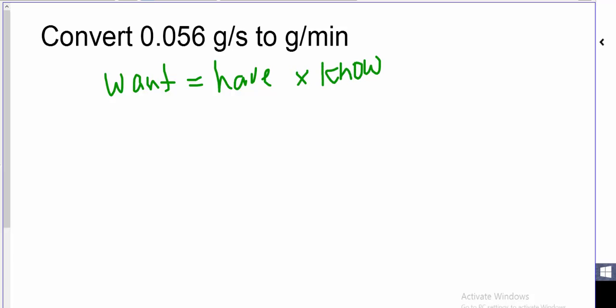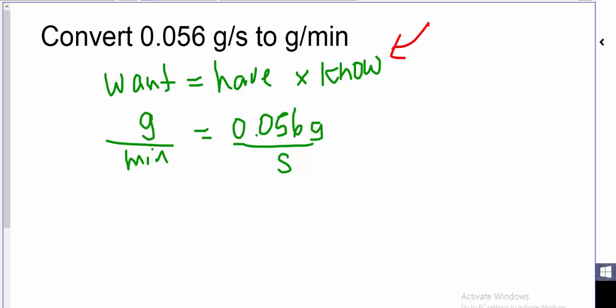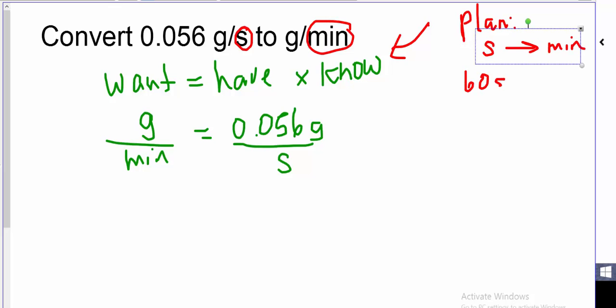Okay, so my first step here is I set up what I want is equal to what I have times what I know. Well, what I want here is going to be a rate in grams per minute. What I have is 0.056 grams per second. And what do I know? Well, my plan here, I can see that the only thing that's changing is the units in the denominator of my rate. So I'm going from seconds to minutes. And I know that there are 60 seconds in 1 minute. Great. So that's going to be the conversion factor that I use right there.